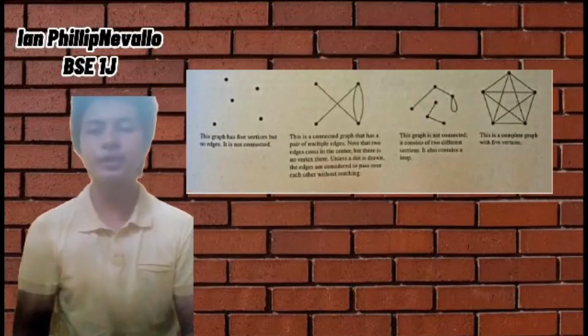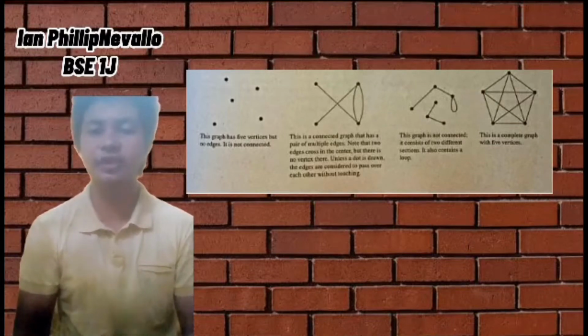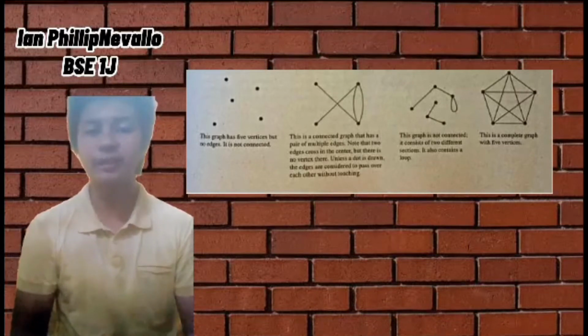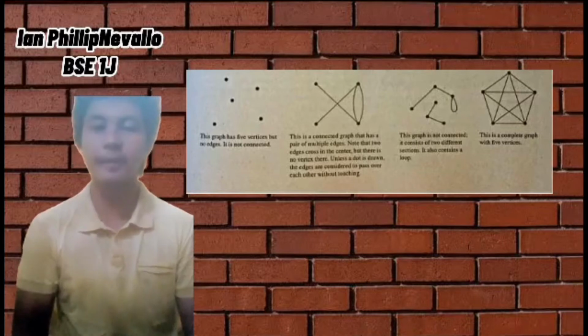In the first picture, this graph has vertices but the edges are not connected because they are separated from each other. Second, this is a connected graph because it has multiple edges, and two edges cross in the center but there is no vertex there. Unless there is a dot, the edges are connected to each other without touching.